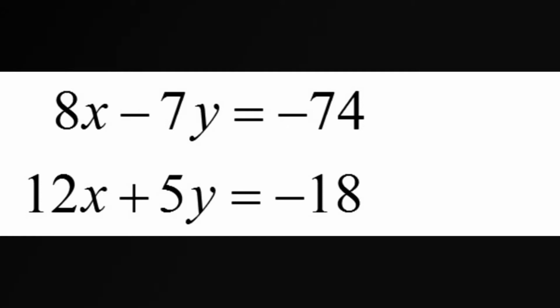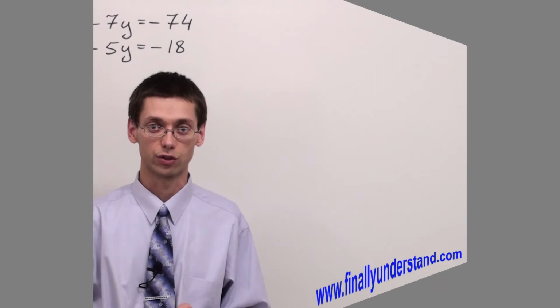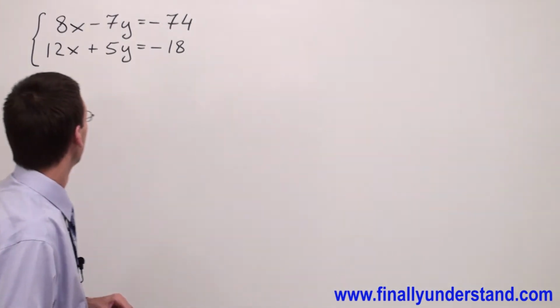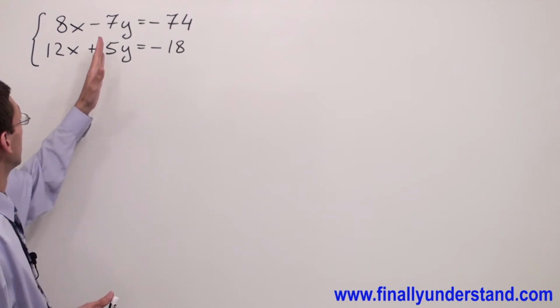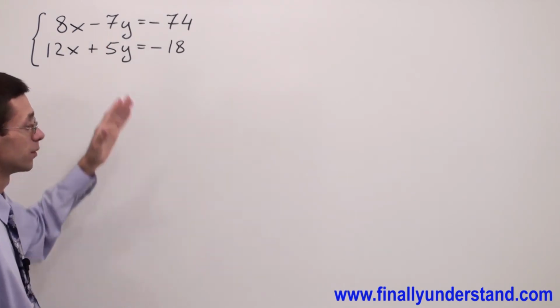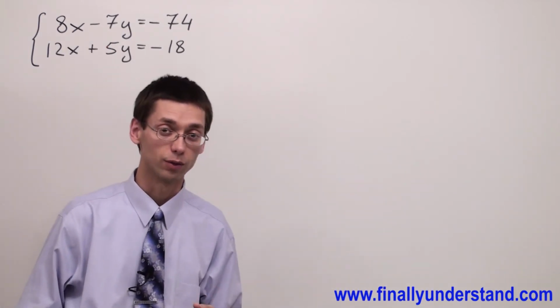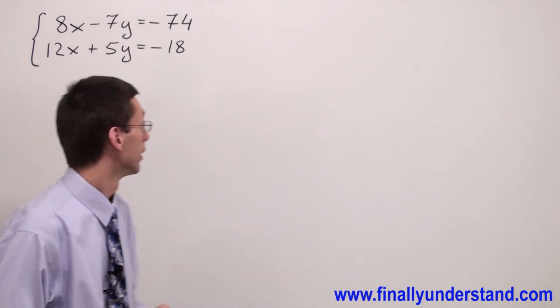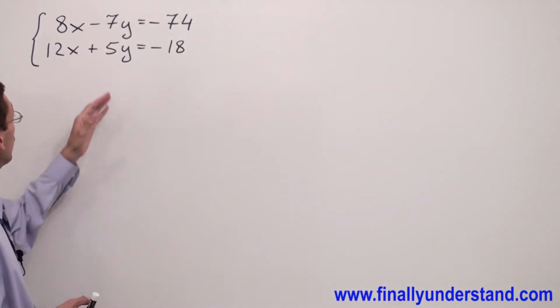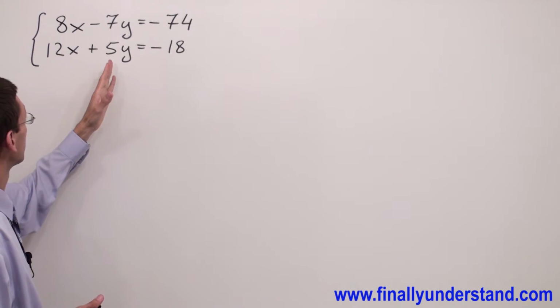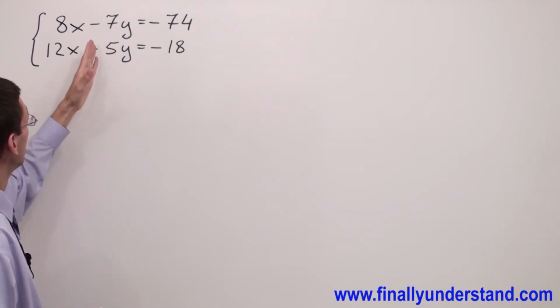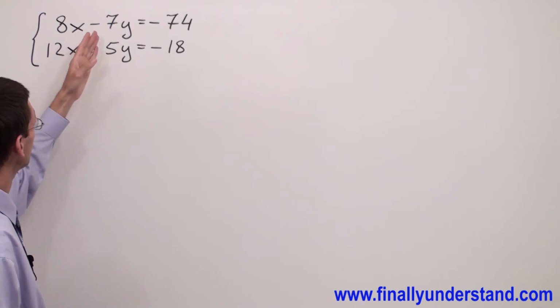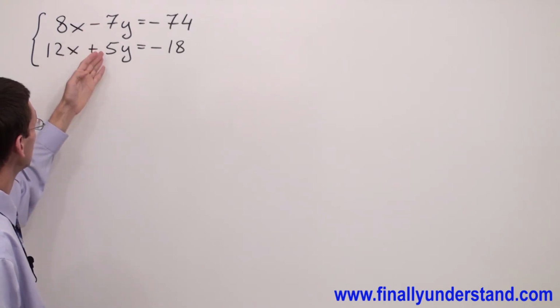Let's take a look at this example. Again, we're supposed to use the addition-subtraction method. Look at the coefficients. Always look at the lowest values because it's much easier to work with the lower numbers. So, I'm going to look at the y coefficients. I already have different signs, so I'm going to try to do something with this 7 and this 5.